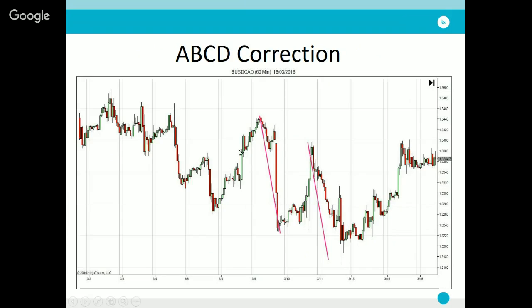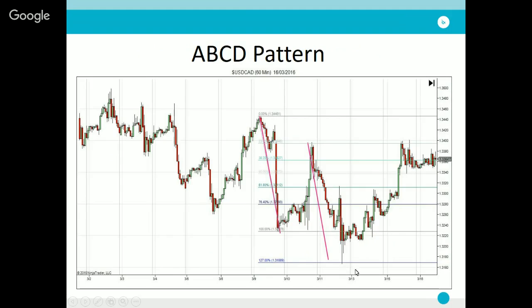You can see here that we are able to map our two equal moves, the symmetrical moves between the AB leg and the CD leg. And this move completes right down into the 127% extension of that initial AB leg. So we have price selling off, we get our initial AB leg, we get the correction back up, we trade down into the 127% extension, and we have confluence there with the symmetry move between the ABCD move.